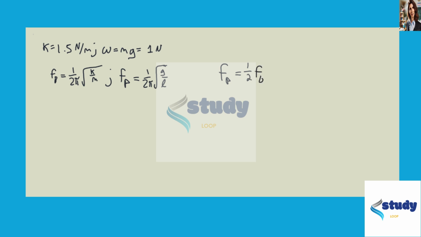And in the problem, it's given that F of P equals 1/2 F of bounce. So let's rewrite this here. We have 1 over 2 pi square root of G over L equals 1 over 4 pi square root of K over M. Okay, we can get rid of the 2 pi over here, and we get that square root of G over L equals 1/2 square root of K over M, or L equals 4 mg over K.